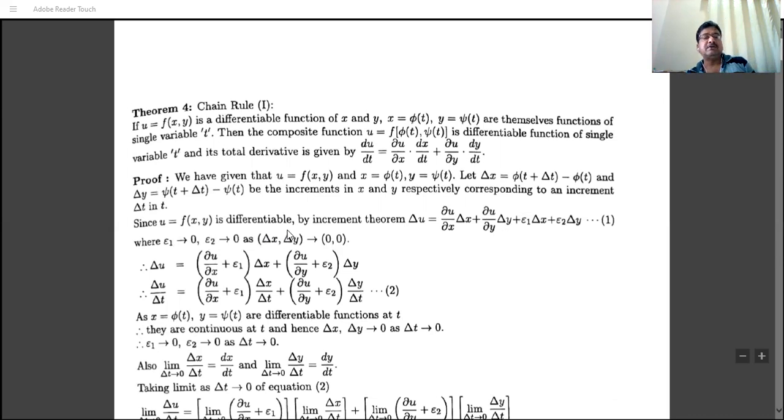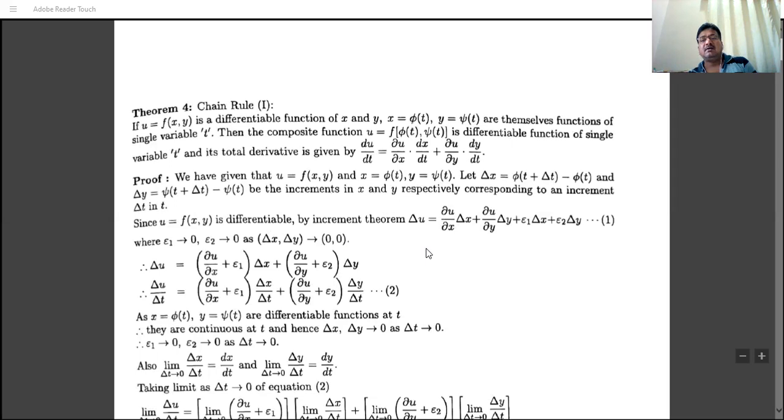So u is equal to f(x,y), a differentiable function. By the increment theorem, or by the definition of a differentiable function, what do we have? We have delta u equal to ∂u/∂x... Actually, this is the definition of the differentiable function. Delta f or delta u, both are the same. Delta u means f(x plus delta x, y plus delta y) minus f(x,y), okay? So f(x plus h, y plus k) minus f(x,y). So here h and k are delta x and delta y.